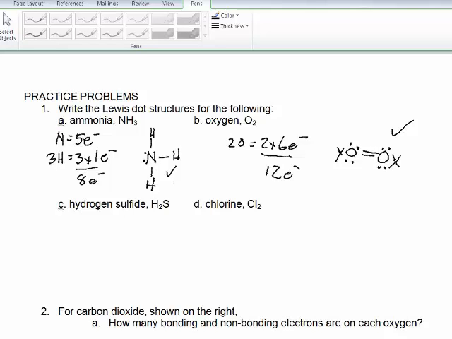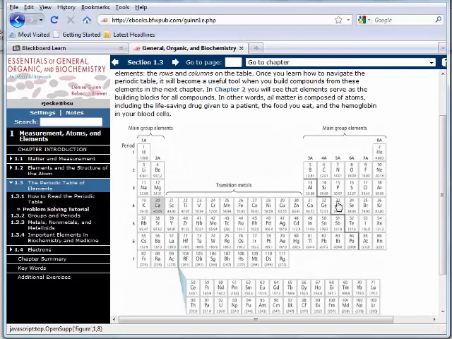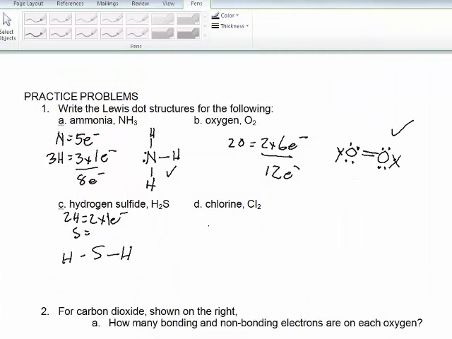Hydrogen sulfide. Hydrogen is never the central atom, so we'll draw it like that. We know that there are 2 H's, 2 times 1 electron. Sulfur. Where is sulfur? How many valence electrons does sulfur have? Sulfur is right over here. Group 6A, it has 6 valence electrons. So we add those up, we get 8 electrons. 2 times 1 plus 6. I'm going to redraw my H2S down here because I've taken up too much room.